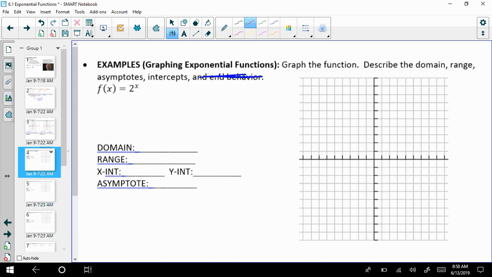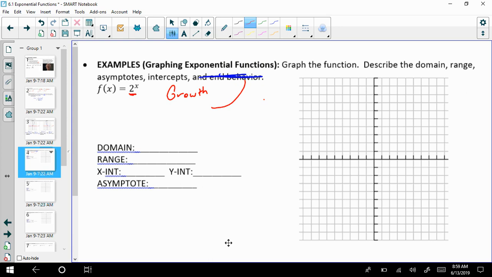Well, if we look at the base number of 2, 2 is bigger than 1. So this is going to be a growth graph. What that automatically tells me right off the start is that when it gets graphed, it's going to do this. It's going to be growing. So I'm going to keep that in mind.